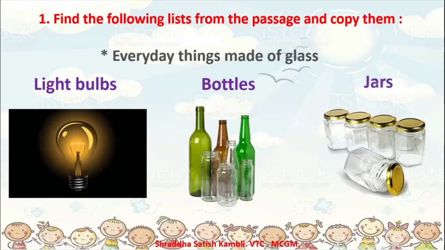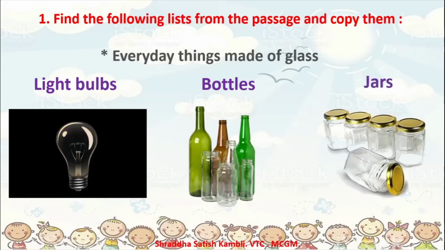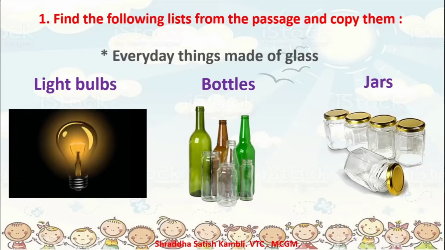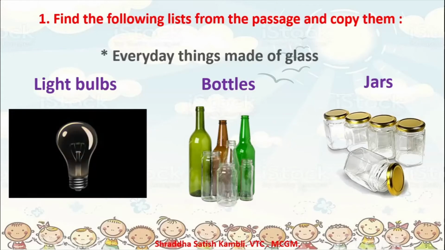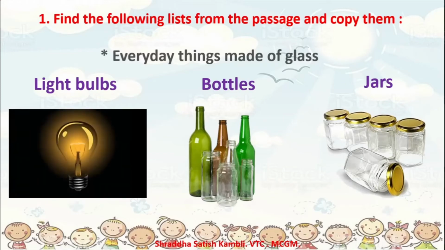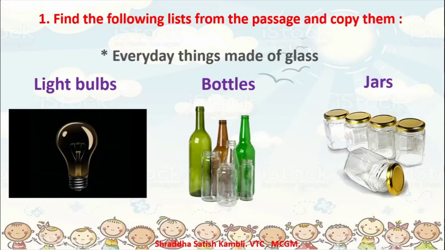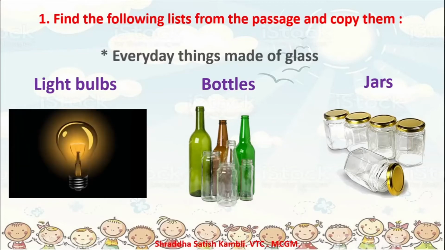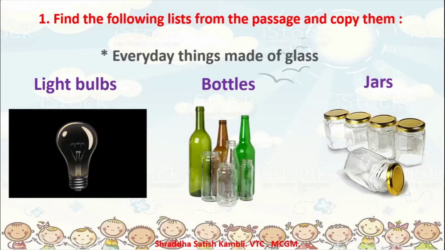Then you have jars which are made up of glass. When you buy coffee powder, tea powder, you get it in these kind of jars which are made up of glass. Now there are a few more everyday things which are made up of glass, and they are mentioned in the textbook. Like I told you, this is all part of your assignment now. So go back, read the passage and try to find the names of other things which are made up of glass. You can also open Google and find out the names of some other unusual things also which are made up of glass. Okay, so this was exercise 1.